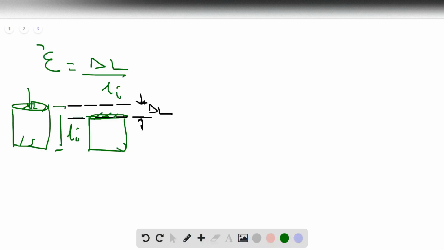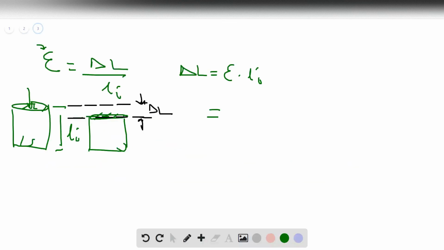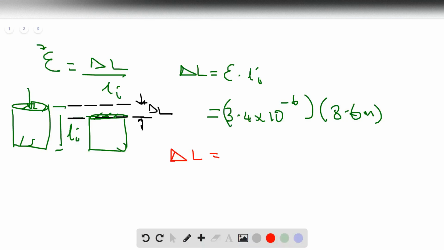We've defined strain in terms of delta L. We already have the value of the strain, so we can solve for delta L by multiplying the strain by the original length. So epsilon, which is 3.4 times 10 to the -6, you multiply that by the original length. As you can recall, it was 8.6 meters, and that gives us a value for how much it's going to shrink, which is 2.92 times 10 to the -5 meters.